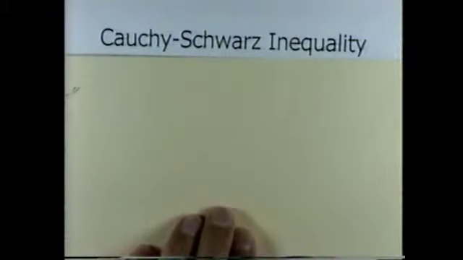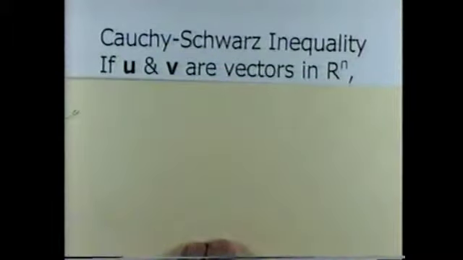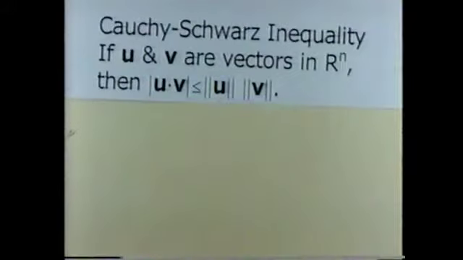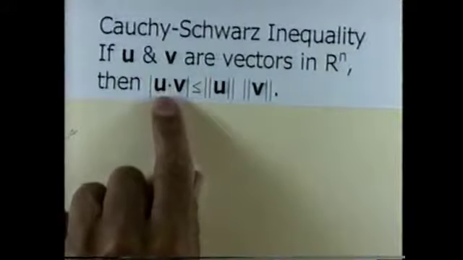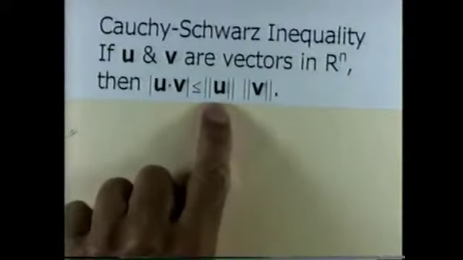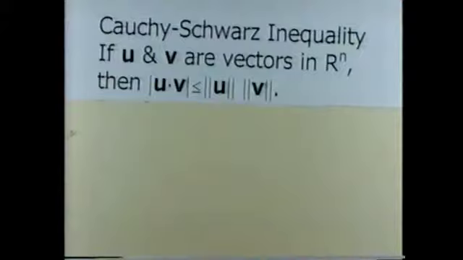We'll start with the Cauchy-Schwarz inequality. If u and v are vectors in n space, then the absolute value of u dot v is less than or equal to the magnitude of u times the magnitude of v.